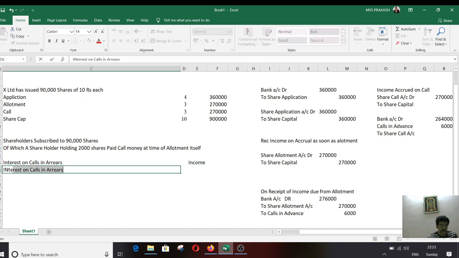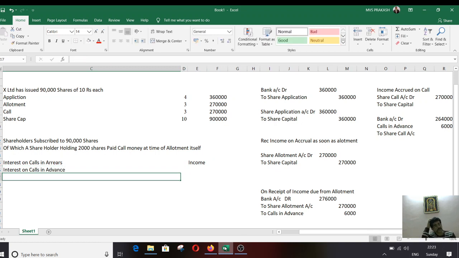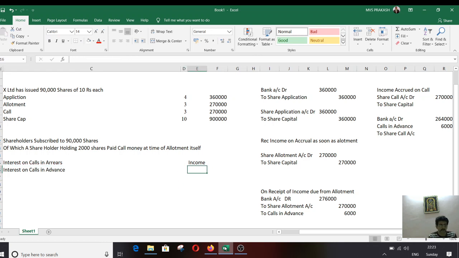Now, interest on calls in advance. You had paid me some money in advance. On that, I am supposed to pay you some interest. That means from the company's point of view, interest on calls in advance is going to be called expenses. So interest on calls in arrears is an income. Interest on calls in advance is going to be called my expenses. That's what we need to record.